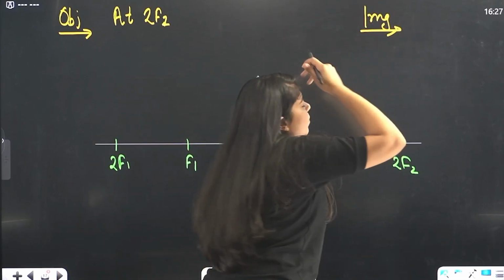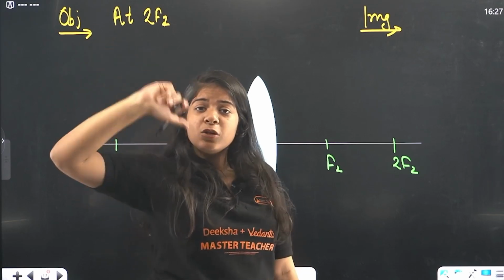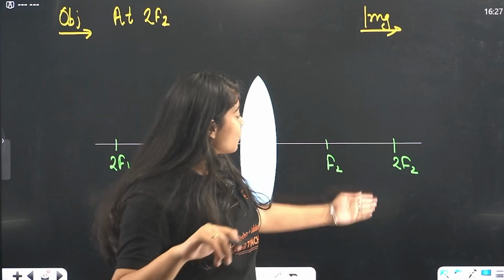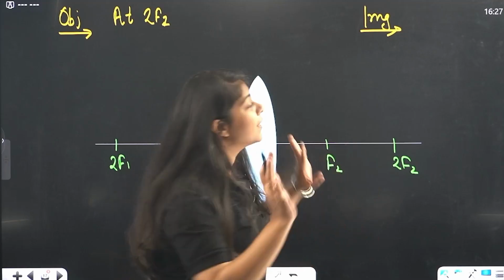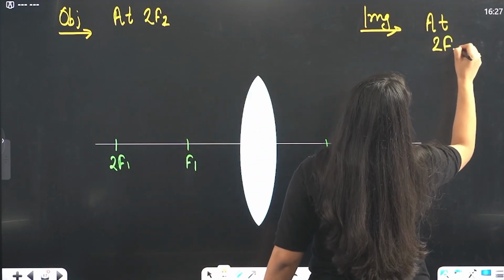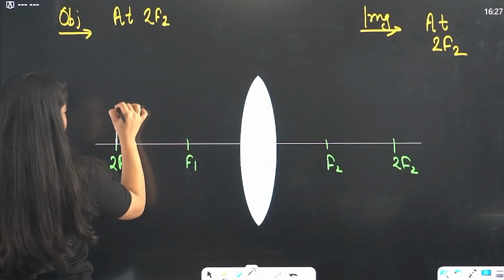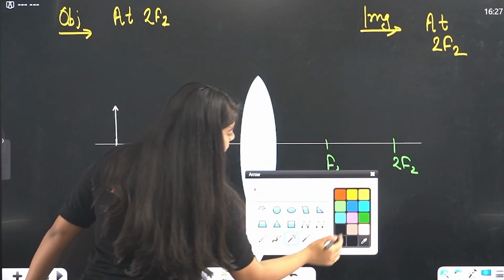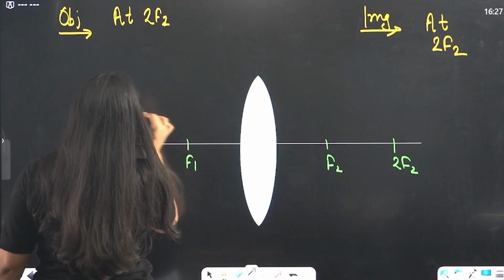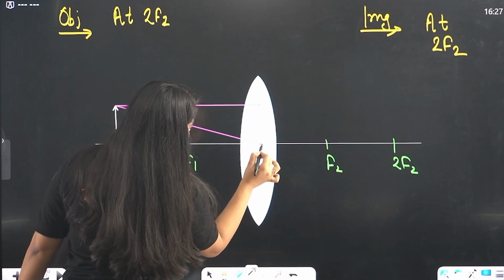According to our previous calculation, at 2F1, that means the image will be again at 2F1. No, in this case, the image will be at 2F2. That's the difference. The image will be at 2F2. Understood? This is 2F1. Now the rays will go. One ray will go parallel and another ray will pass through the optical center.